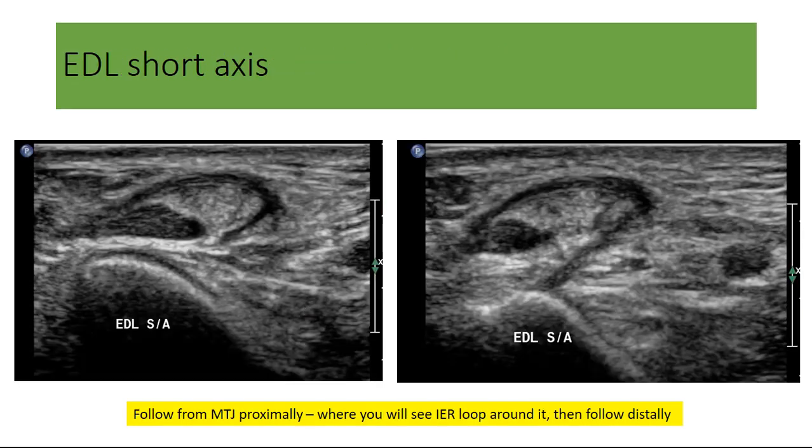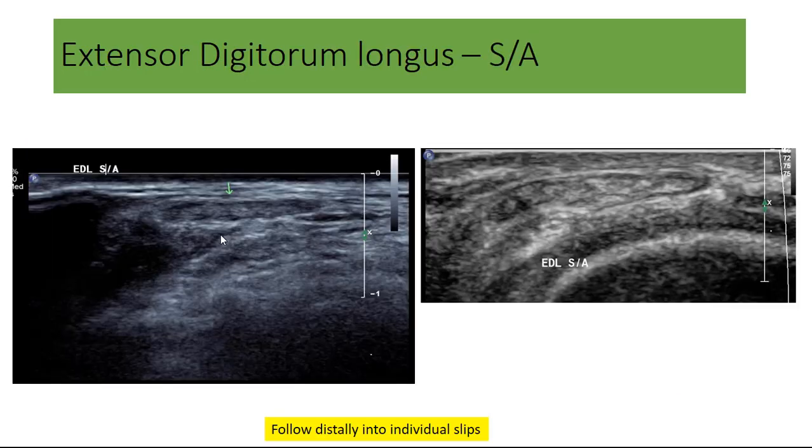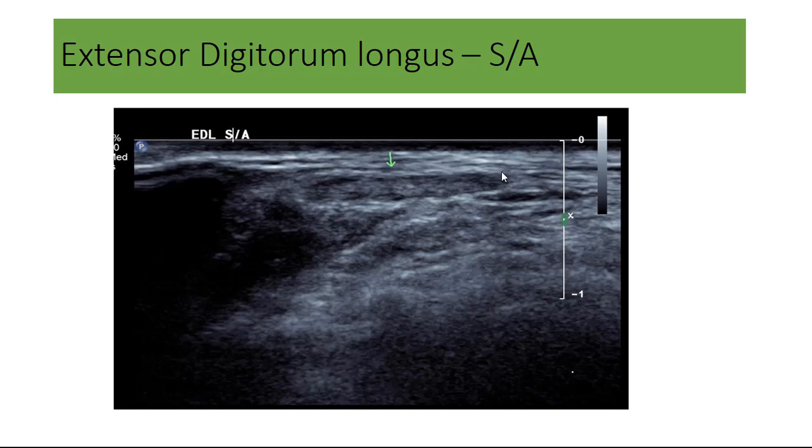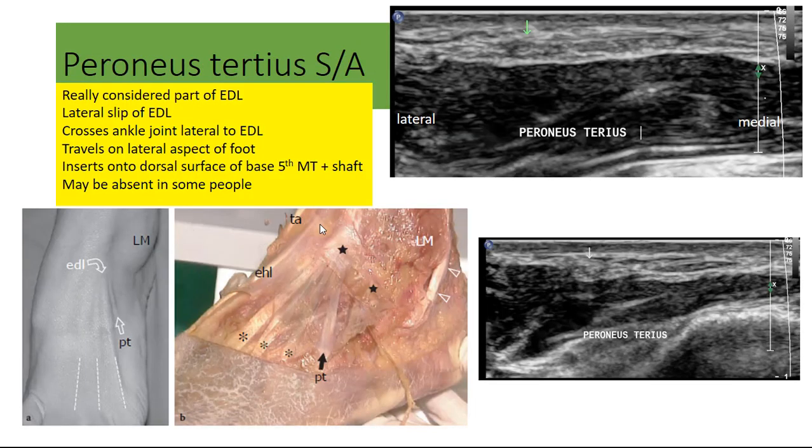And remember, the extensor digitorum longus, when it's in short axis, has the inferior extensor retinaculum circling around it. So this is the extensor digitorum brevis muscle, and this is the extensor digitorum longus tendons, and this is the inferior extensor retinaculum sitting over the top of it. Here are the different slips that are emerging, and they will all travel out to the different toes. You can see them nicely here. You can watch the toes all moving.